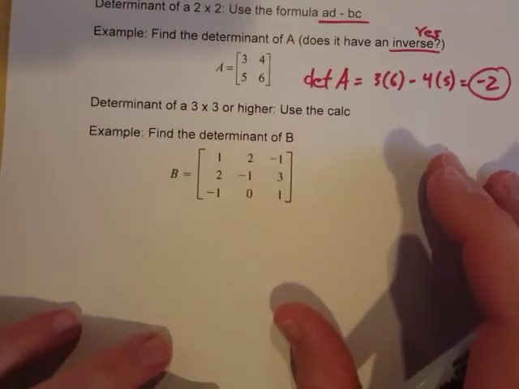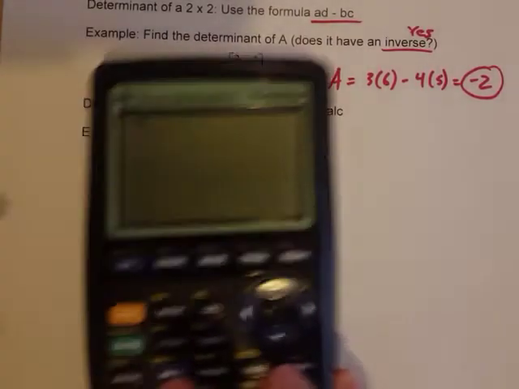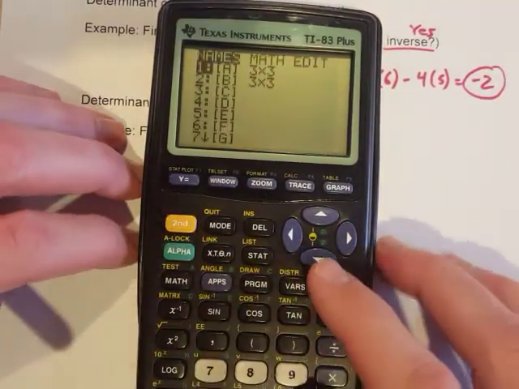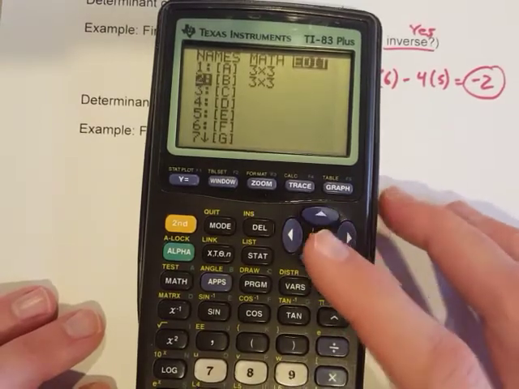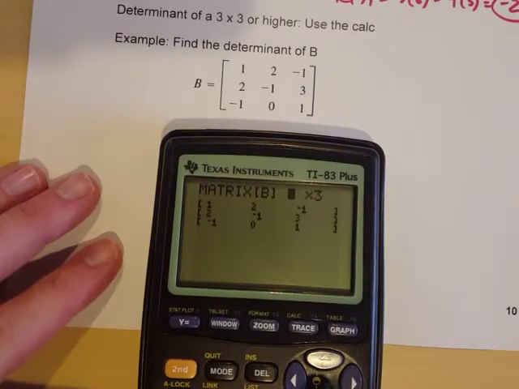3 by 3 is our other one, and as I mentioned, we're going to use the calculator to find this. For this one I have already entered it into my matrix menu as matrix B. I'll just show you that B is the same matrix as what we have right here.